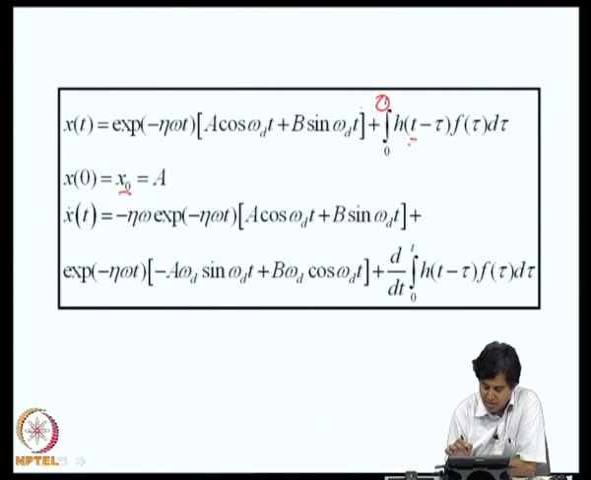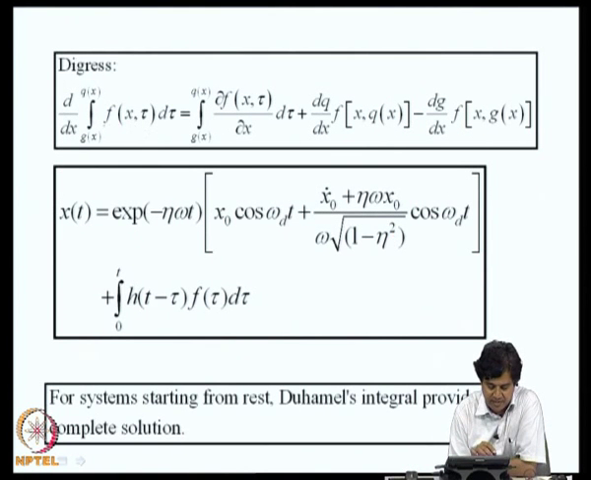So, you should know how to differentiate an integral with respect to its limit and a parameter inside the integrand. This is the basic theorem. If you have an integral from g of x to q of x of f of x comma tau d tau and you want to differentiate this with respect to x, this is the rule for that. This is one of the results in integral and differential calculus that you should be aware of.